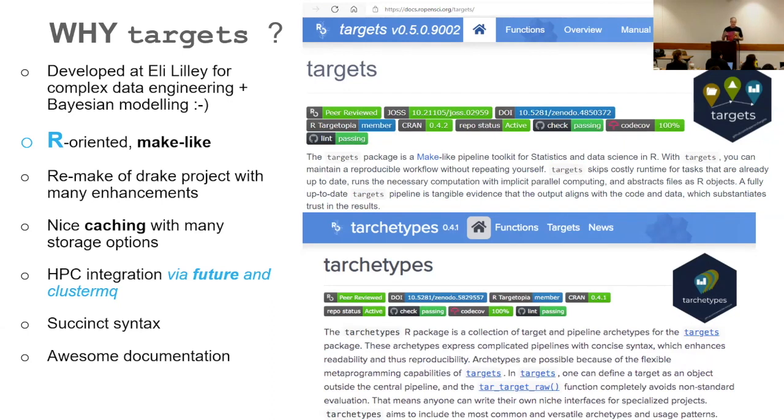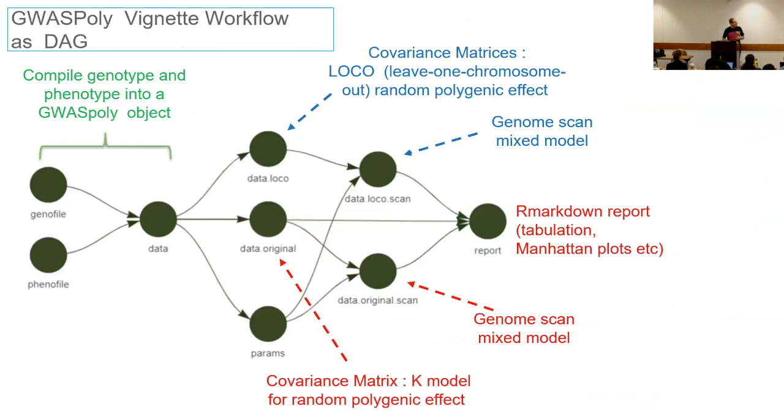So there are two components. There's targets, which is the core, and then tarchetypes, which uses a lot of R metaprogramming to allow you the creation of custom objects and custom storage. So here's a graph representation of Jeff's vignette. There are a number of steps, and these are defined as objects in there.